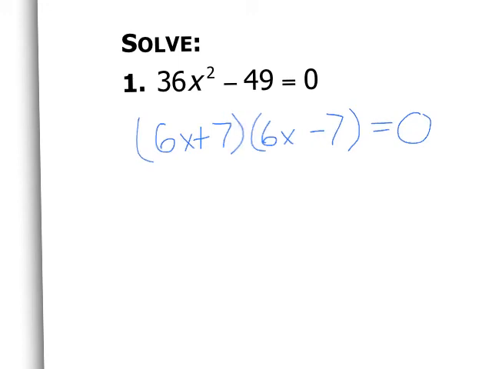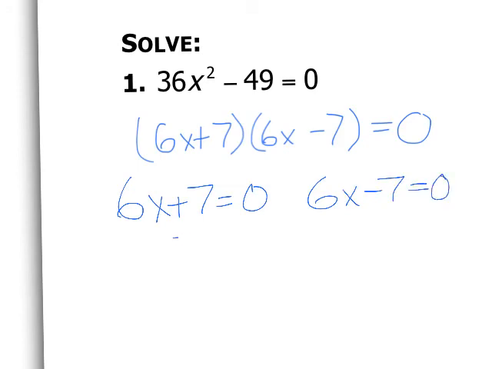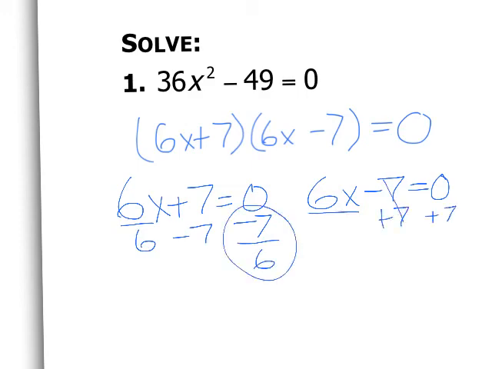So in order, again, for this whole thing to be 0, either this could be 0, this could be 0. So 6x plus 7 could be 0, or 6x minus 7 could be 0. Subtract 7, divide by 6. You get negative 7/6. And positive 7/6.